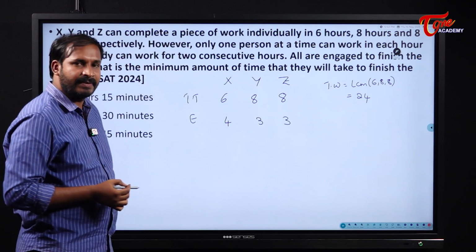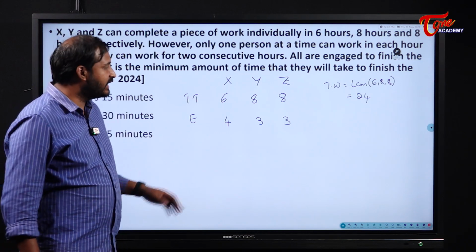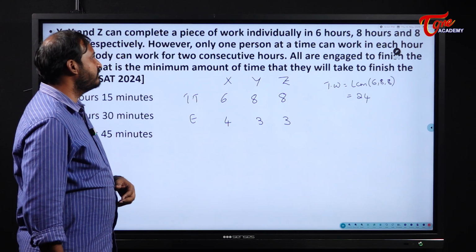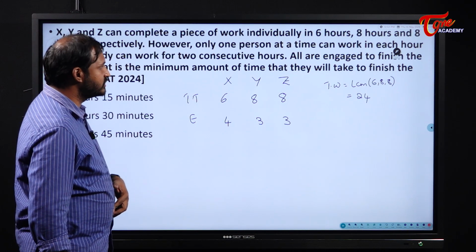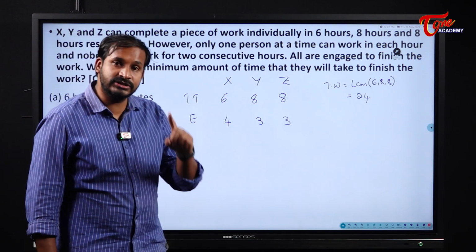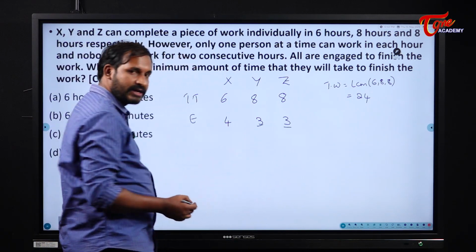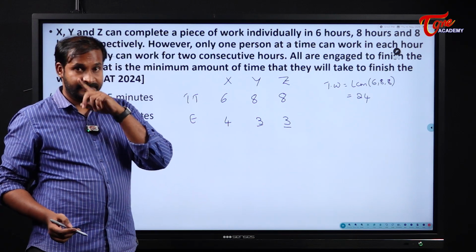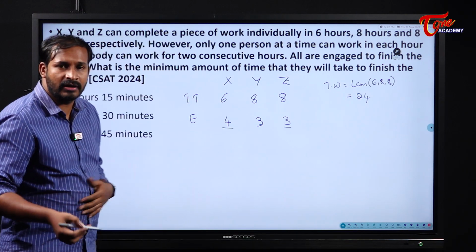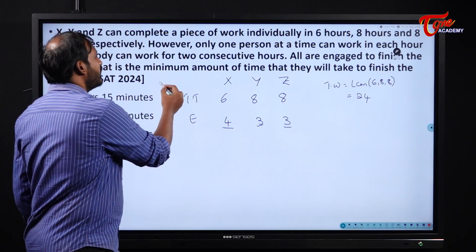They are not mentioning any particular order in which they are working. But in 1 hour only 1 person should work, and at the same time no 2 persons should work continuously. All are engaged to finish the work. What is the minimum amount of time they will take? Definitely all should be engaged. Now see here, students. Y and Z efficiency is equal, right? And X is fixed. The X efficiency is more. That means who should work more hours? X should work more hours so that the work will be finished in the minimum amount of time.